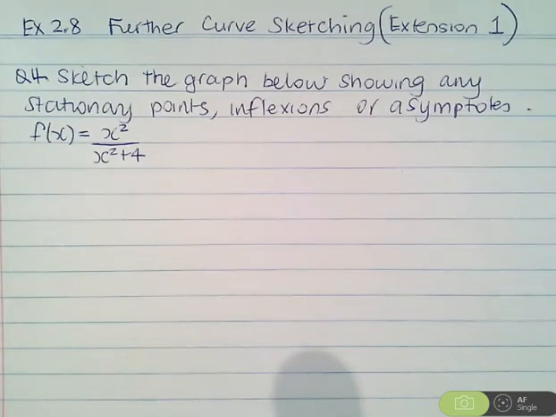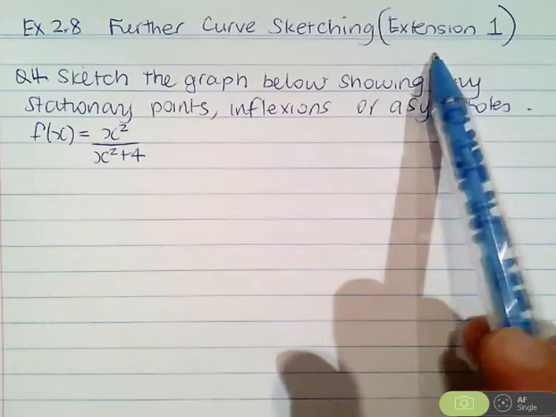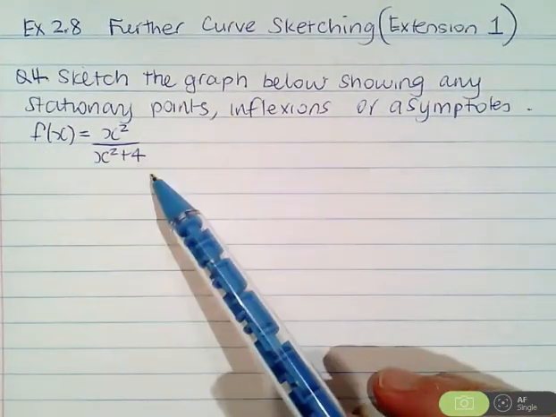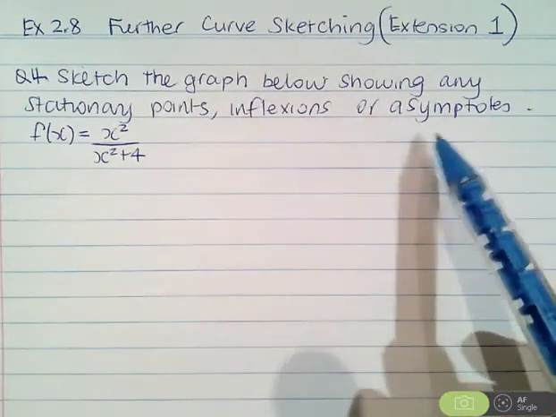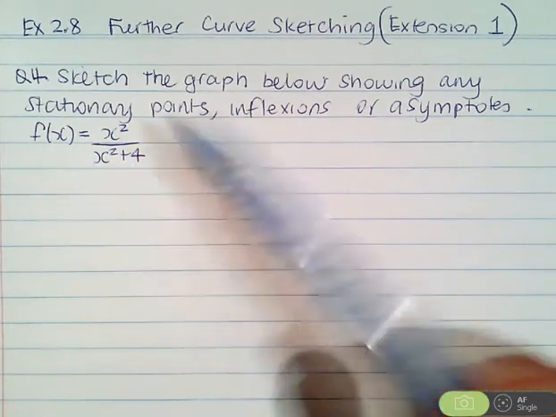Okay, this is exercise 2.8. We did miss this earlier on, but we're going back to it now. So exercise 2.8, further curve sketching. This is actually extension 1. So you were actually sketching curves like this earlier in the year, but now that we know about stationary points and inflections, you can actually add more details to your graphs.